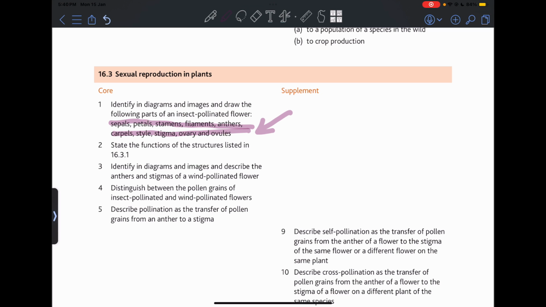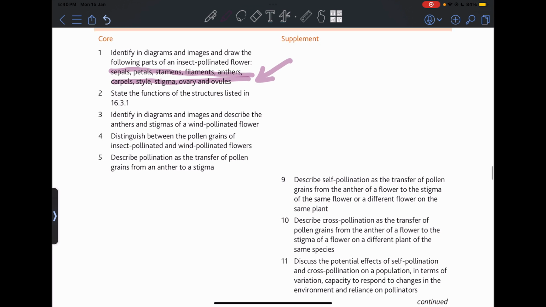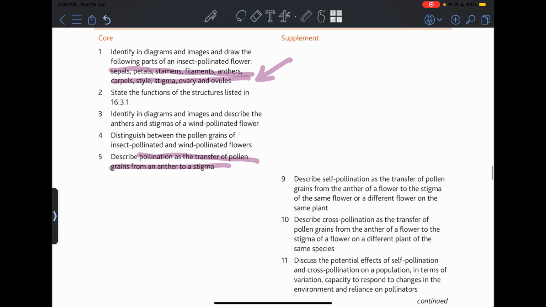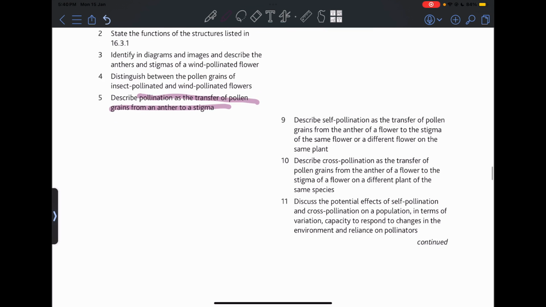4 says distinguish between the pollen grains of insect-pollinated and wind-pollinated flowers. So you have to be able to know the difference between pollen grains from the insect-pollinated and the wind-pollinated flowers. Describe pollination as the transfer of pollen grains from anther to stigma. So this is a definition. You have to be able to memorize that. For extended students, you have to describe self-pollination as the transfer of pollen grains from an anther of a flower to the stigma of the same flower or a different flower on the same plant.